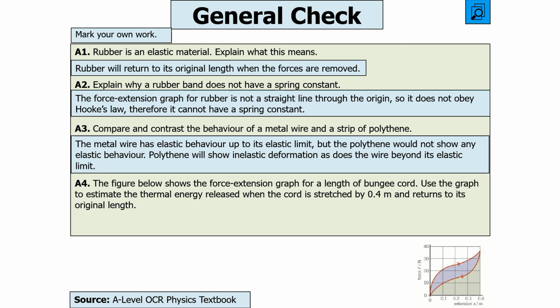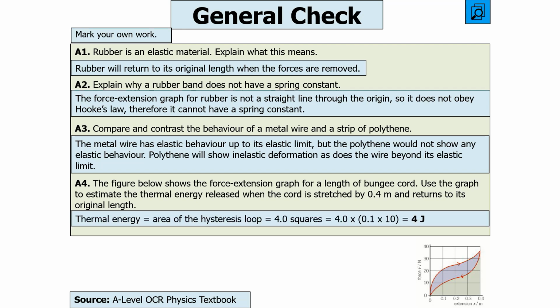The polythene will show inelastic deformation, as does the wire when it's stretched above its elastic limit. And in the figure shown below, the thermal energy dissipated is the difference in the two loops, so it's the area in between the two lines. So when you count it through, that is 4 squares. Each square is 0.1 times 10, which is 1. So it's 4 times 1, which equals 4 joules.